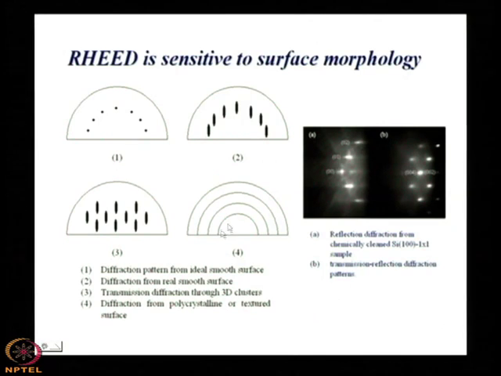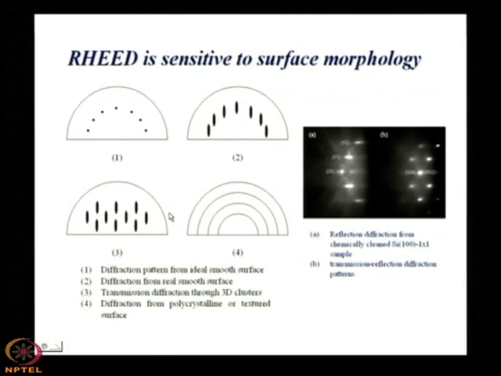Number 1, this is the diffraction pattern from an ideal smooth surface. Here you see the diffraction of a real smooth surface. Some broadening is there, but it is almost spot or dot-like. Here it is a streak type of spots, and if it is a 3D cluster, not a layer, only clusters are formed, then the streaks will follow this type of pattern.